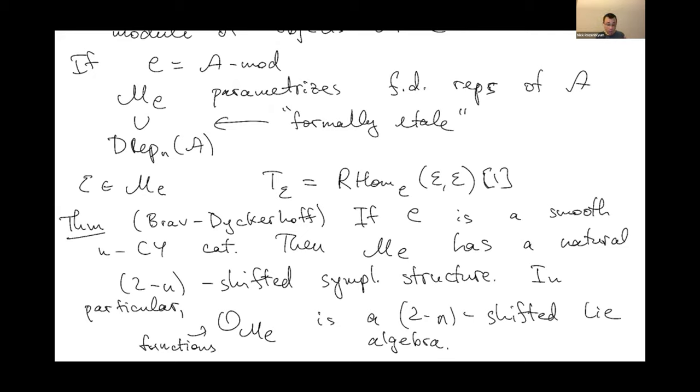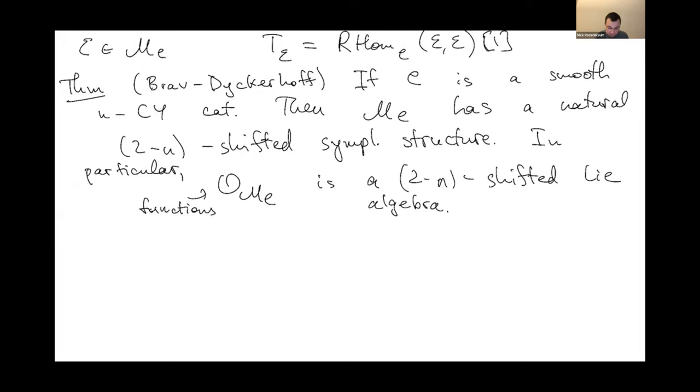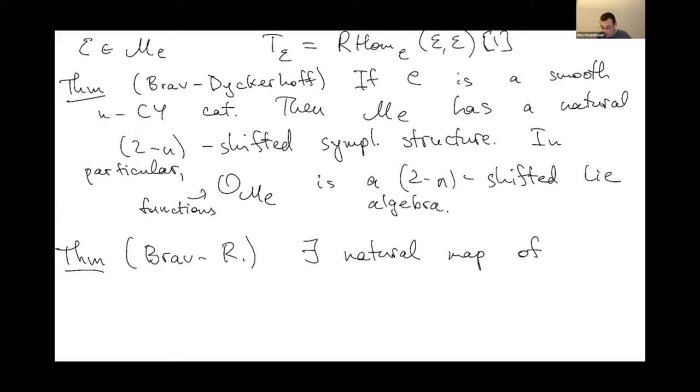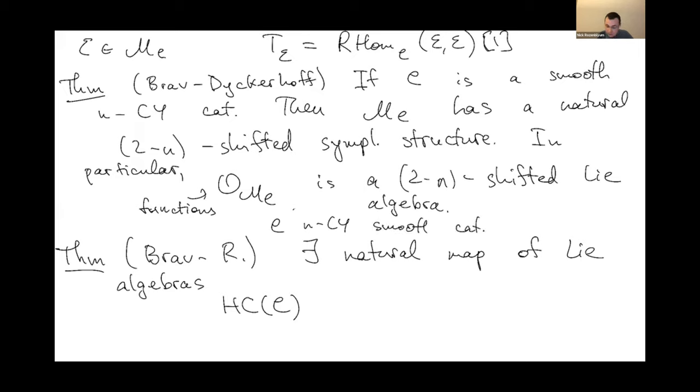So this is what I wanted to say about this moduli space of objects. There is such a thing, and we'll see some interesting examples in a minute. But now I can formulate the key result here. The main thing we prove, let me say it first a little bit vaguely and then I'll elaborate, is that there's a natural map of Lie algebras from HC, where C is an n Calabi-Yau smooth category. Sorry, same setup.